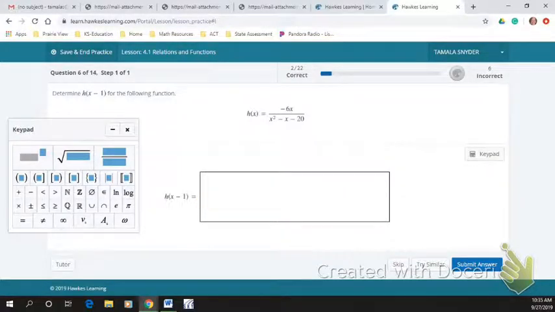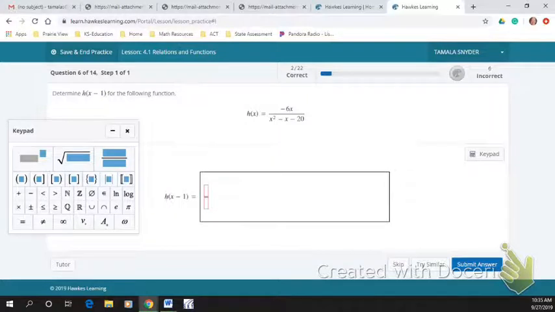I need the fraction. Negative 6x plus 6. Denominator is x squared.